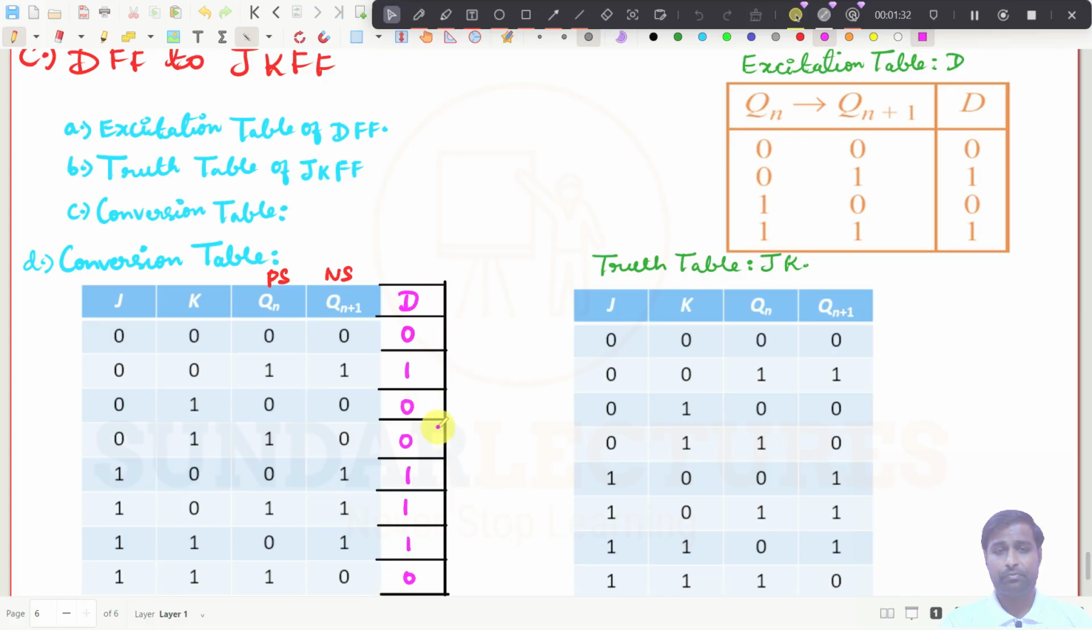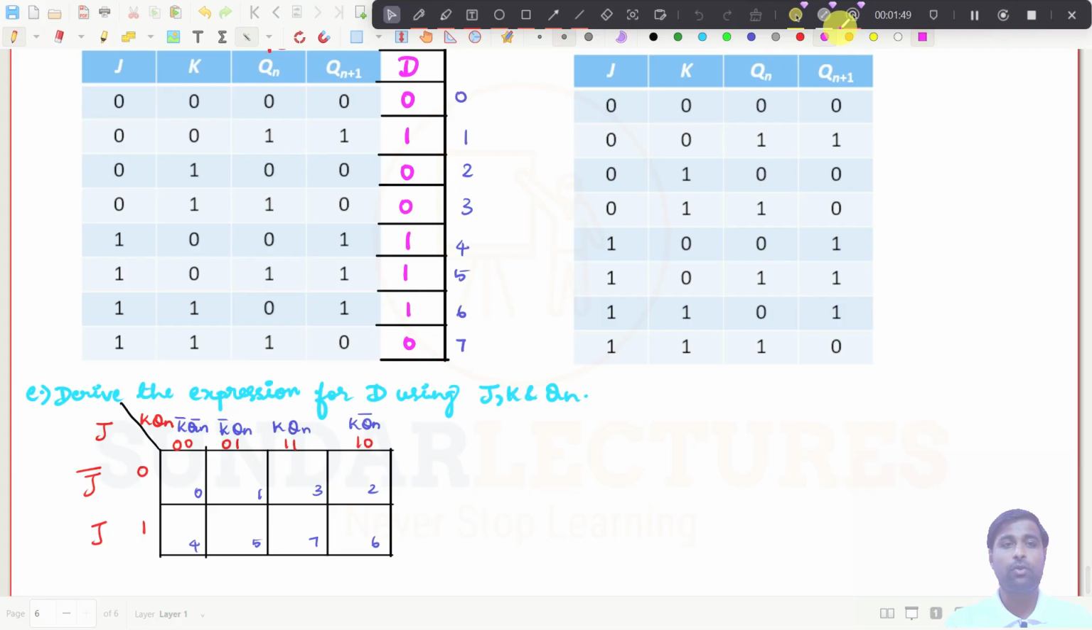So now we have just derived the inputs for D and we need to draw the Karnaugh map. It is now the next stage, you need to draw the Karnaugh map, and you can see I have just taken the K map, and we are going to derive the expression for D using J, K and Qn.